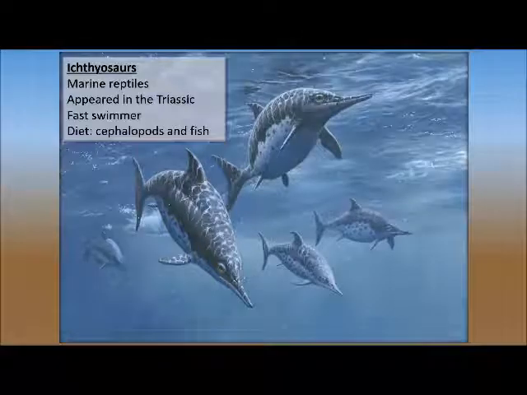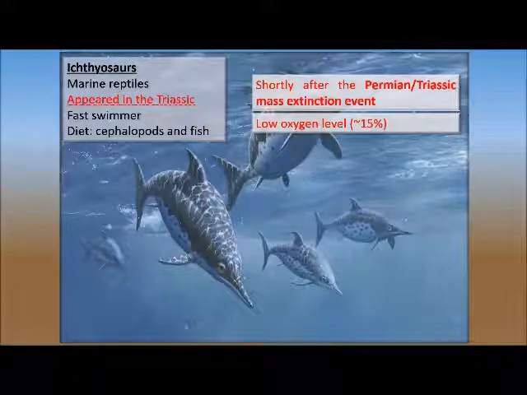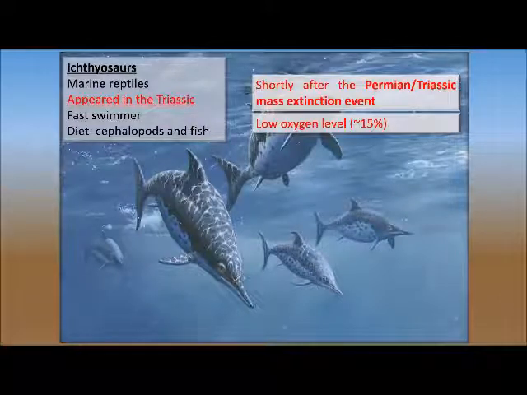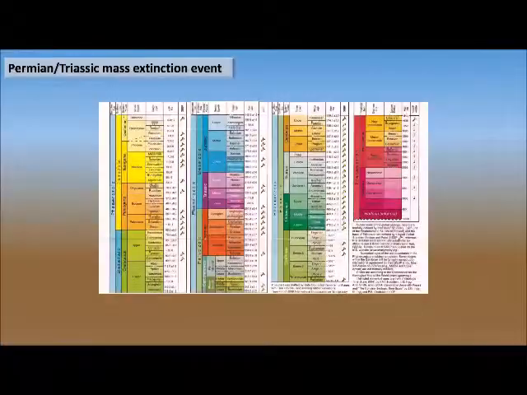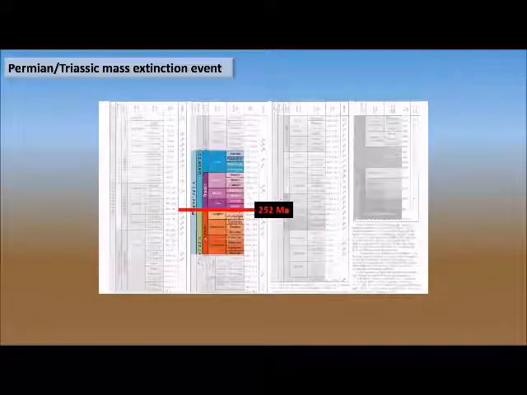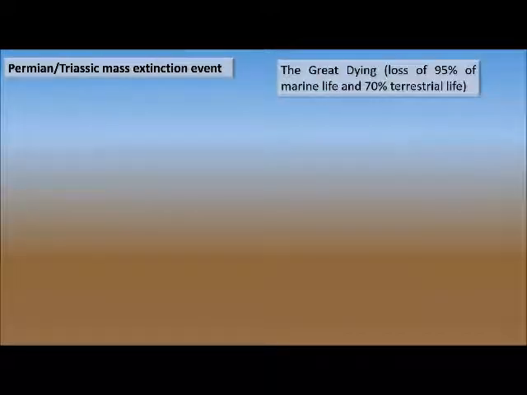Now let's go back to the ichthyosaur. A bit of context: they appeared in the Triassic. The Triassic is shortly after the Permian-Triassic extinction event, with very low levels of oxygen compared to today. Today is 21%. So the Permian-Triassic crisis is here, 252 million years ago. It's called the Great Dying. Like 95% of marine life went extinct, and 70% of terrestrial life. It's the biggest mass extinction on our planet.